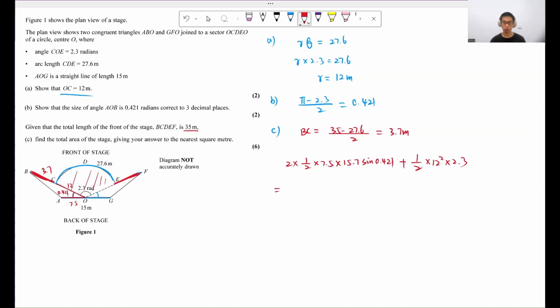So 2 times half times 7.5 times 15.7 times sine of 0.421, and then plus 0.5 times 12 squared times 2.3, and then in radians. So that is equal to 213.72. They want the nearest square meter, so that should be 214 square meters. That would be the final answer.